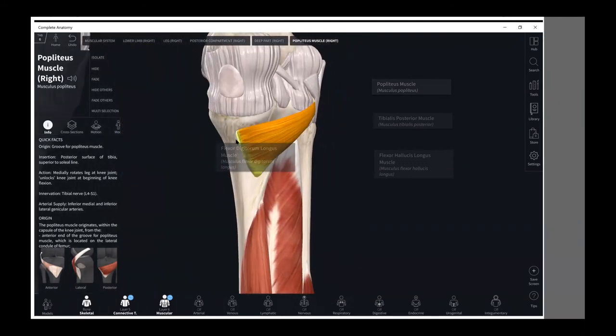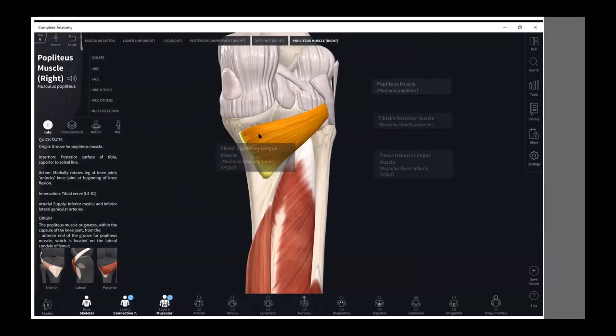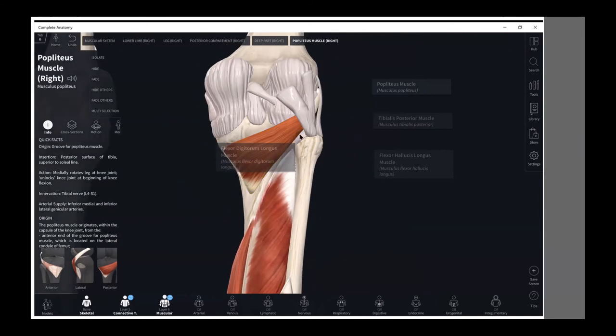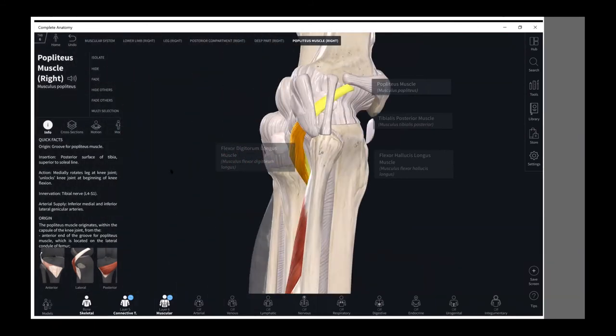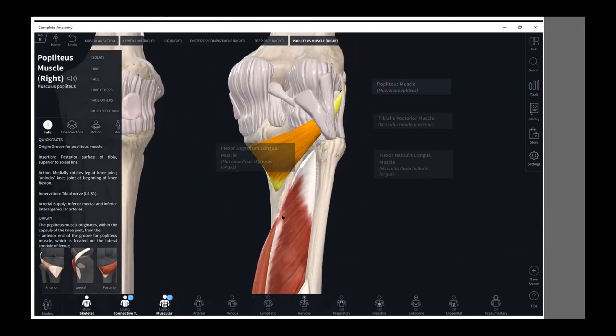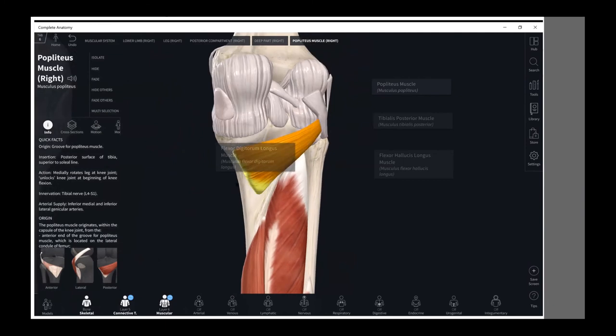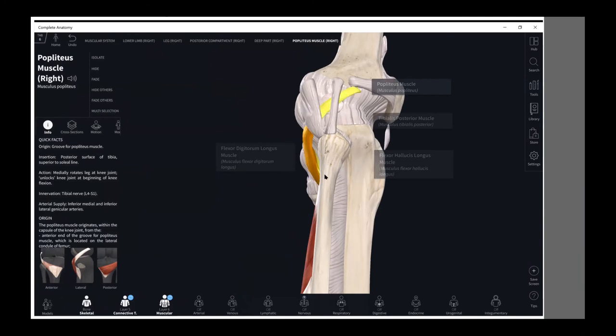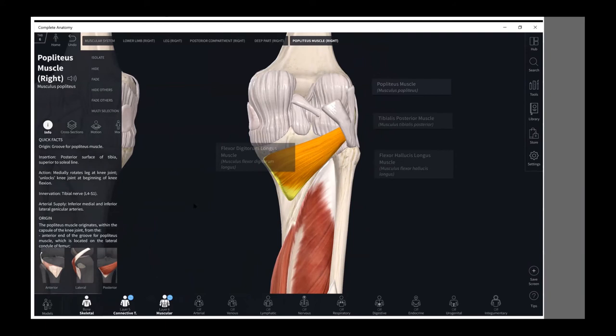So its origin is on the groove for the popliteus muscle on the tibia. It starts in a medial location and then moves superiorly and laterally to insert on the posterior surface of the tibia. The origin is the groove for the popliteus muscle laterally, and then it takes an inferior and medial course to insert in the posterior surface of the tibia, superior to the soleal line. Always consider origin the broader piece, but technically origin and insertion can be reversed. Its action: it medially rotates the leg at the knee joint. It unlocks the knee joint at the beginning of knee flexion. It's innervated by the tibial nerve, L4, L5, and S1.